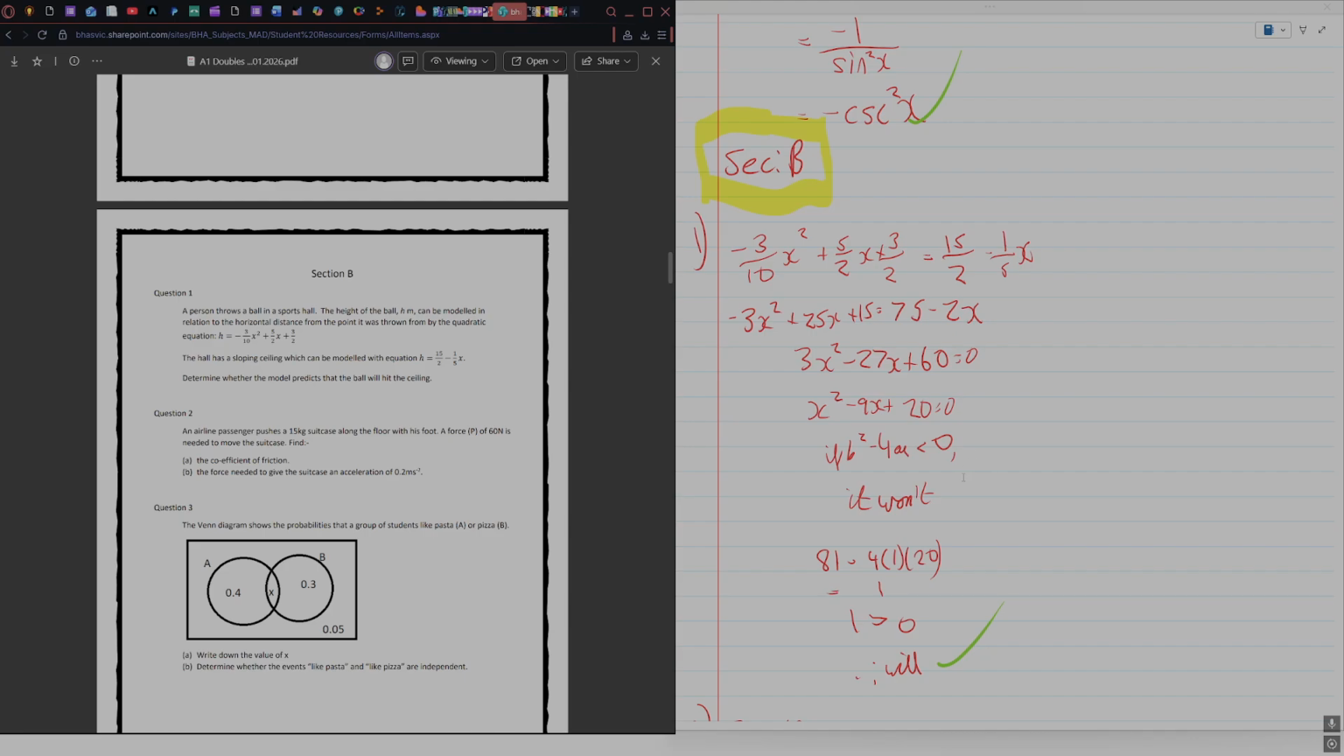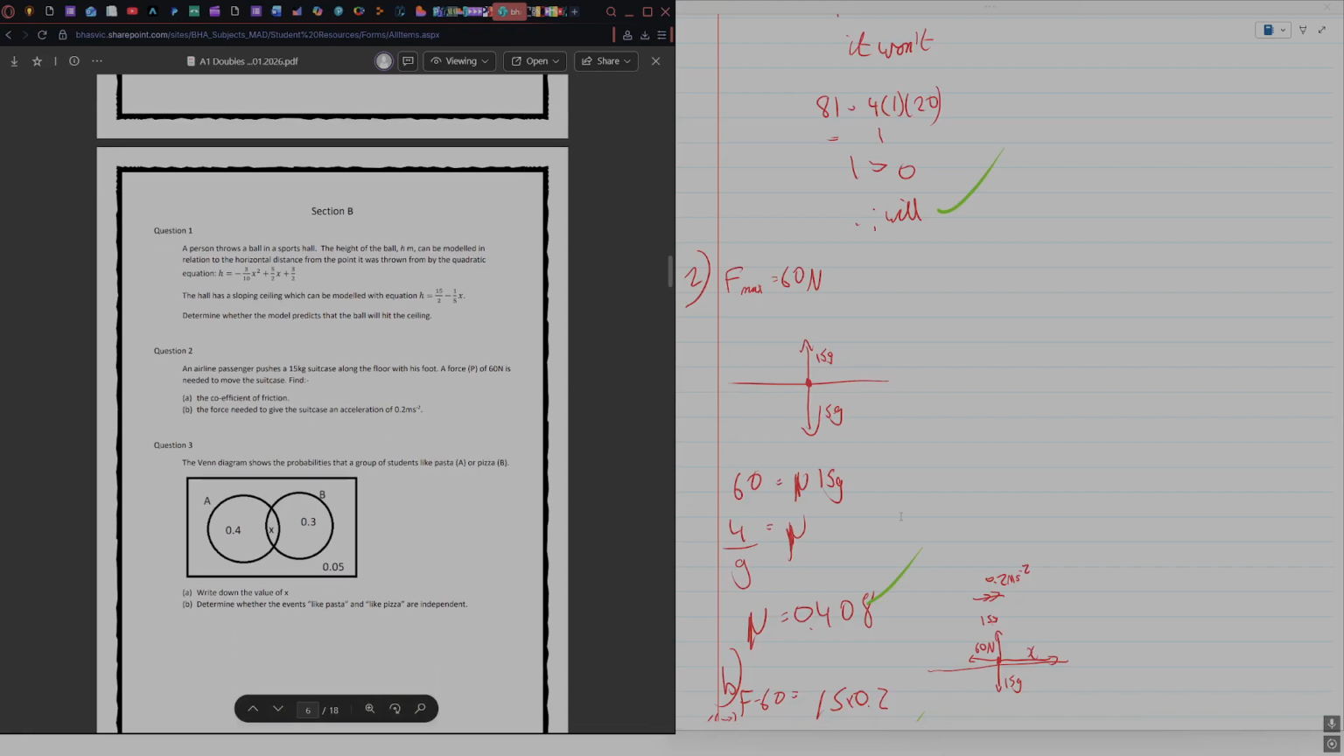So if there are no solutions, then they won't hit, because if it equals 0 or it's greater than 0, then it will hit. But if it's less than 0, then it definitely won't. So that's why I just did this, and then I proved that b squared minus 4ac isn't less than 0, therefore it will hit.